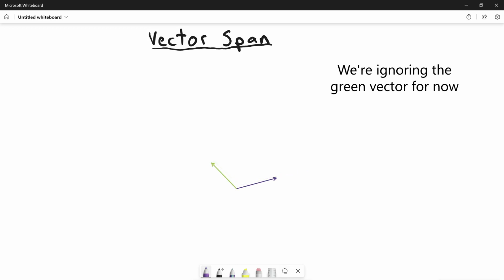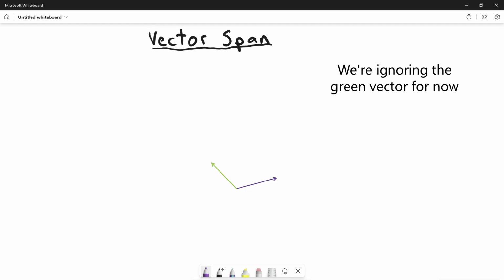Alright, so let's take a look at this purple vector here. If there's only one vector in our spanning set, we can't add it to any other vectors because it's the only one, right? So all we can do is scale it by some multiple, which can be positive, it can be negative, it can be greater than 1, it can be less than 1, it can be anything.